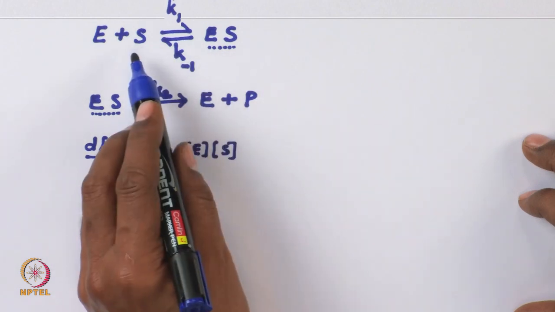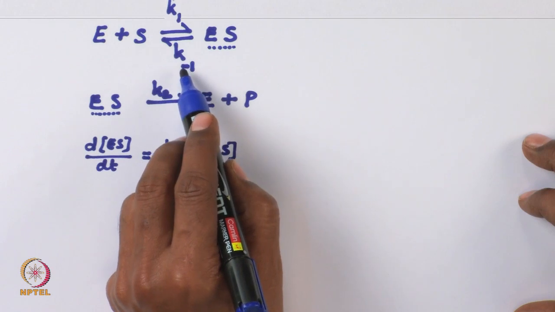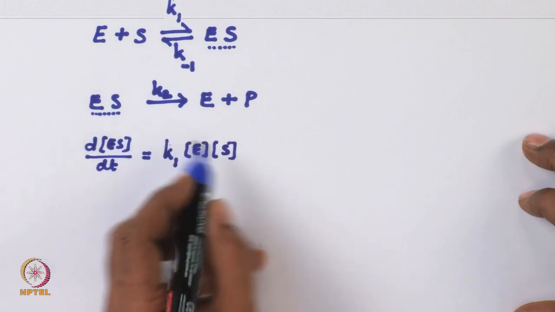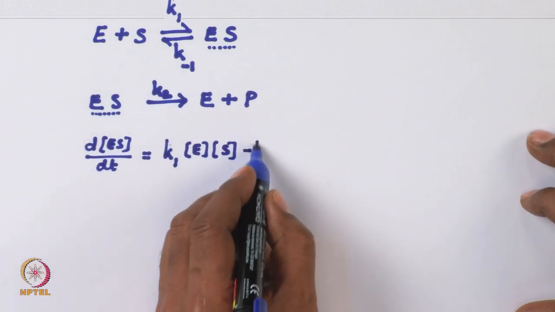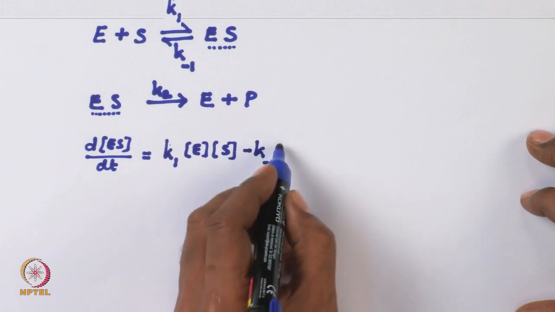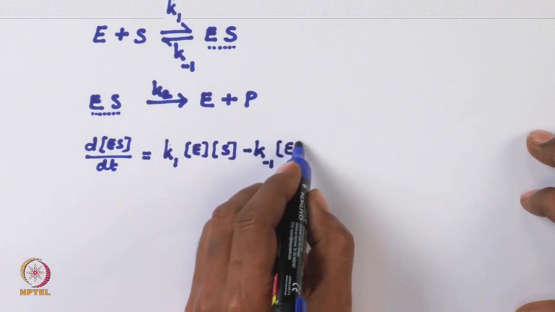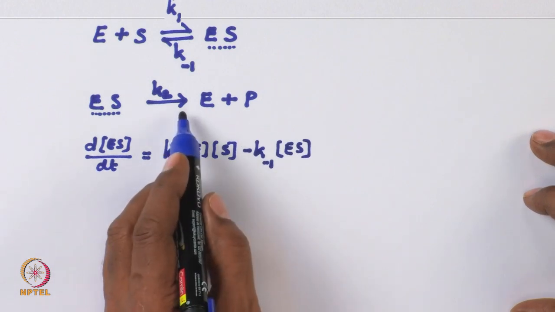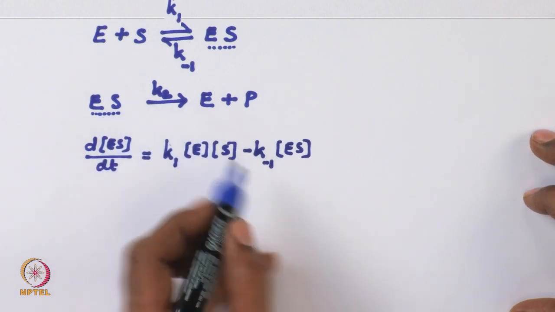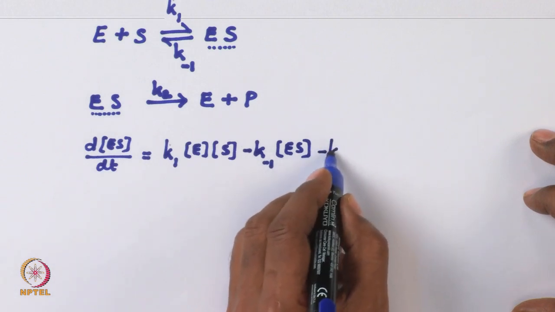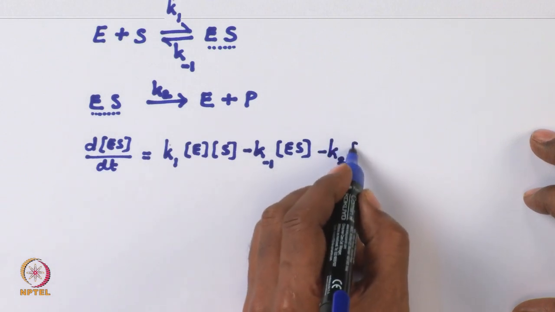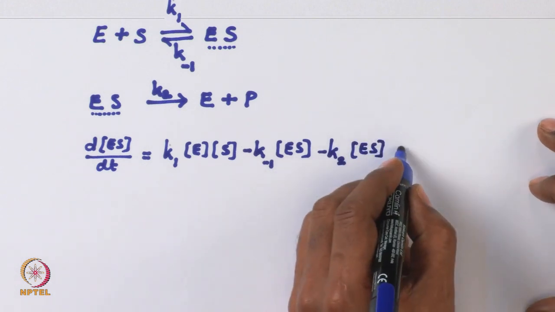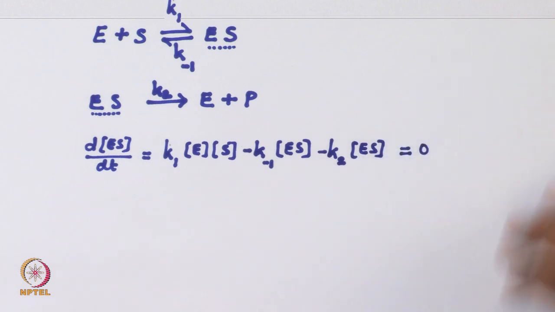Now, accounting for the reverse reaction with K minus 1 as the rate constant, for the reverse reaction ES is consumed. So, I will write minus K minus 1 into ES, and now look at this, here also ES is being consumed. So, minus K2 into ES, and this entire thing I will put equal to 0.